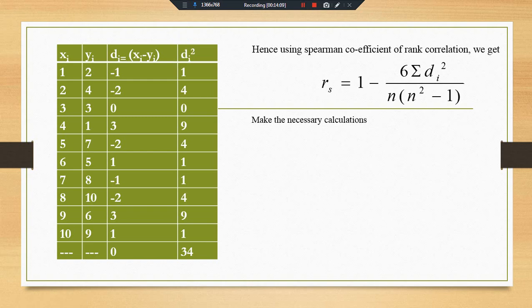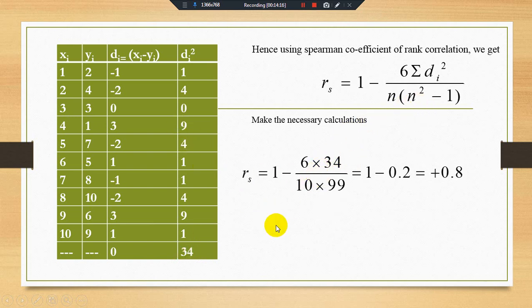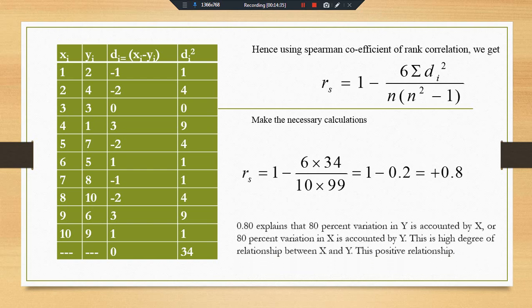Okay. Now we have to put this value into the formula of d square, and here the total number of observations is 10 into 100 minus 1, so we get 99, and we get the coefficient of rank correlation equal to 0.8, which is positive. Okay, let's see the interpretation of this part.